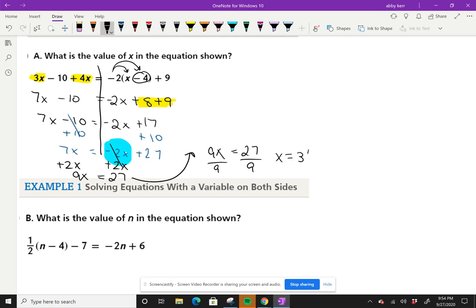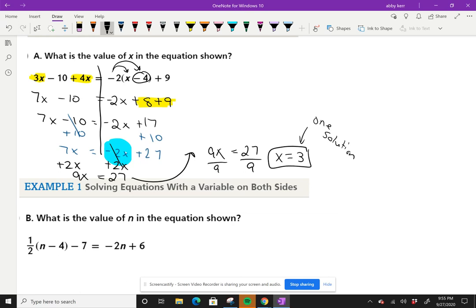So then x gets me 3. Now, you are going to learn in a couple minutes that there are different answers. This is actually technically called one solution. There is only one number in the entire universe that makes this true, and that is 3.